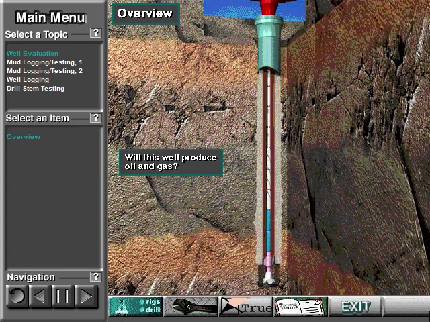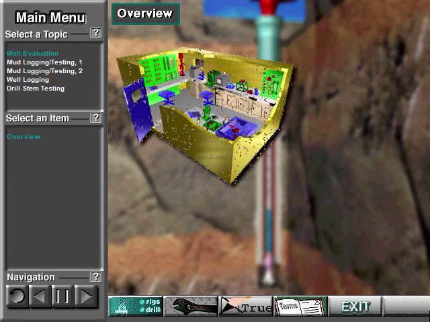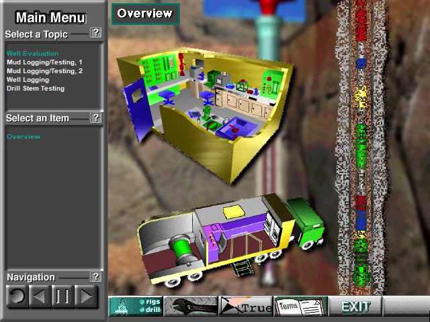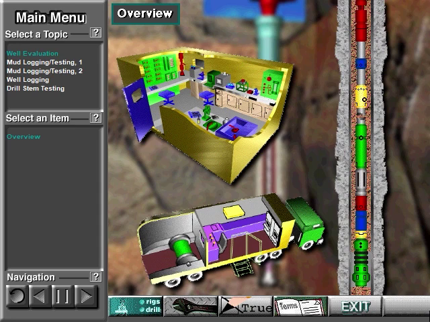One question that often faces the well owner is, will this well produce oil and gas? To help answer this question, one or more methods of evaluation are used, including mud logging, well logging, and drill stem testing, or DST.